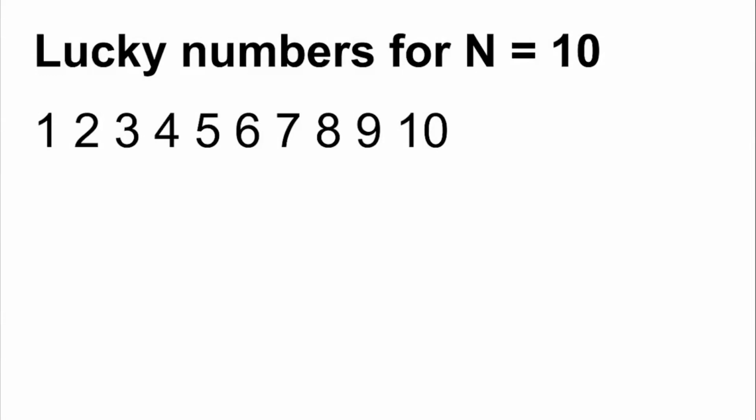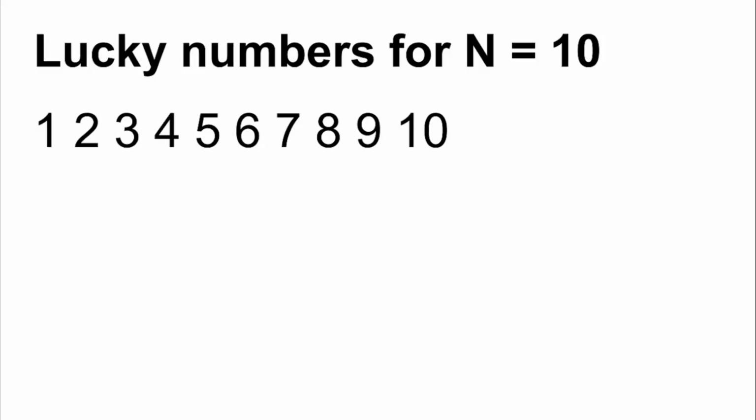Let us begin with a quick recap of what lucky numbers are. Let us say we want to generate lucky numbers for n is equal to 10. We take a list of all natural numbers up to n and remove every second number. From the remaining numbers, we remove every third number. Then we remove every fourth number. The process stops when it's not possible to eliminate any more numbers, and the survivors, or the remaining numbers, are known as lucky numbers.